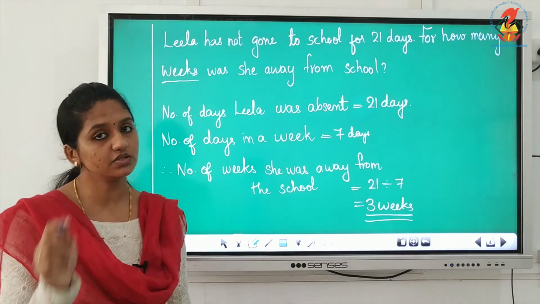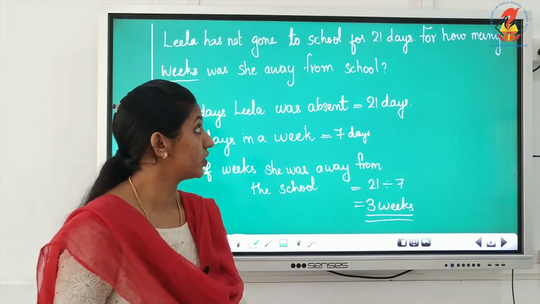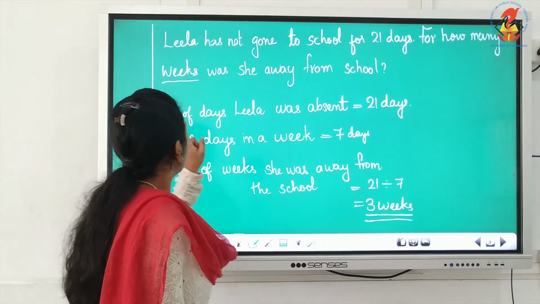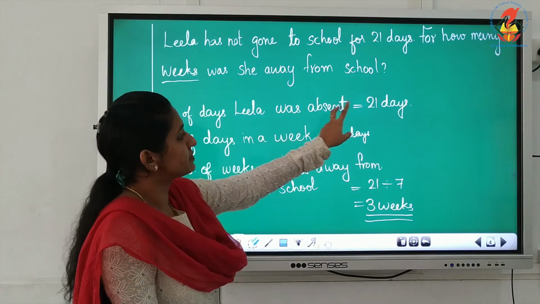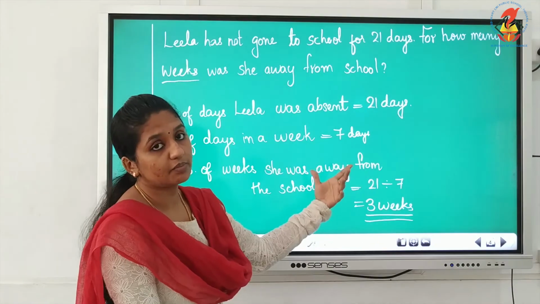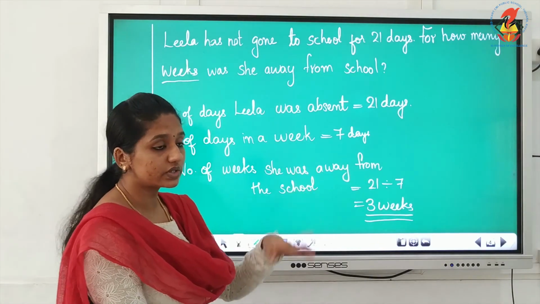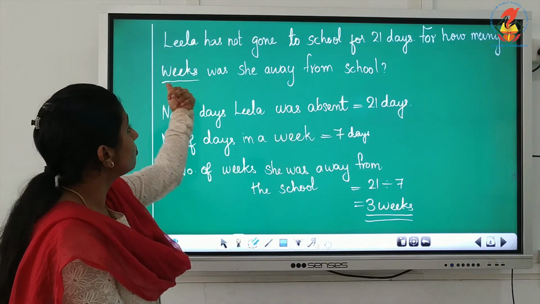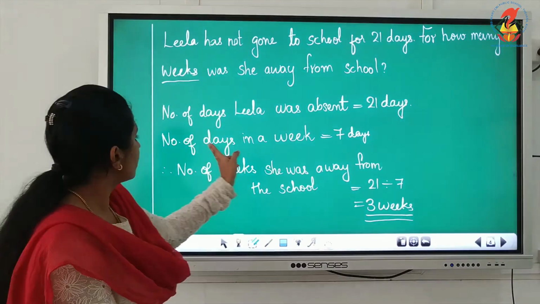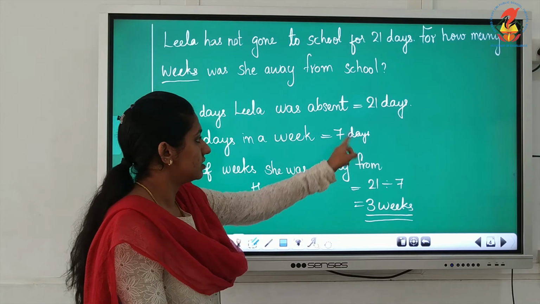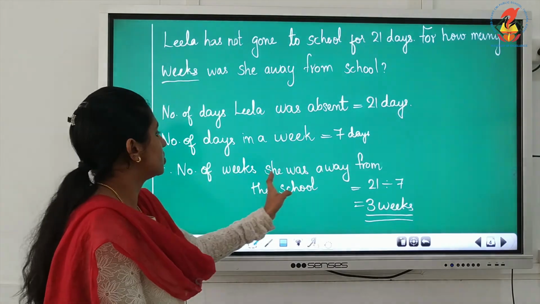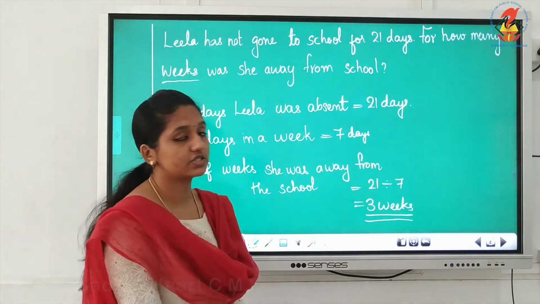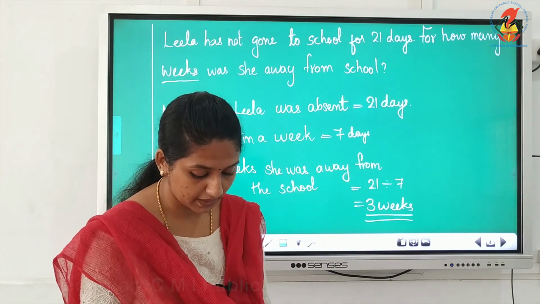Each week has 7 days. So the total number of days she was absent is 21 days. The number is given in days. So the question is, how many weeks was she absent? The number of days in a week is 7 days. So the number of weeks she was away from the school is 21 divided by 7. It's 3 weeks. Okay.